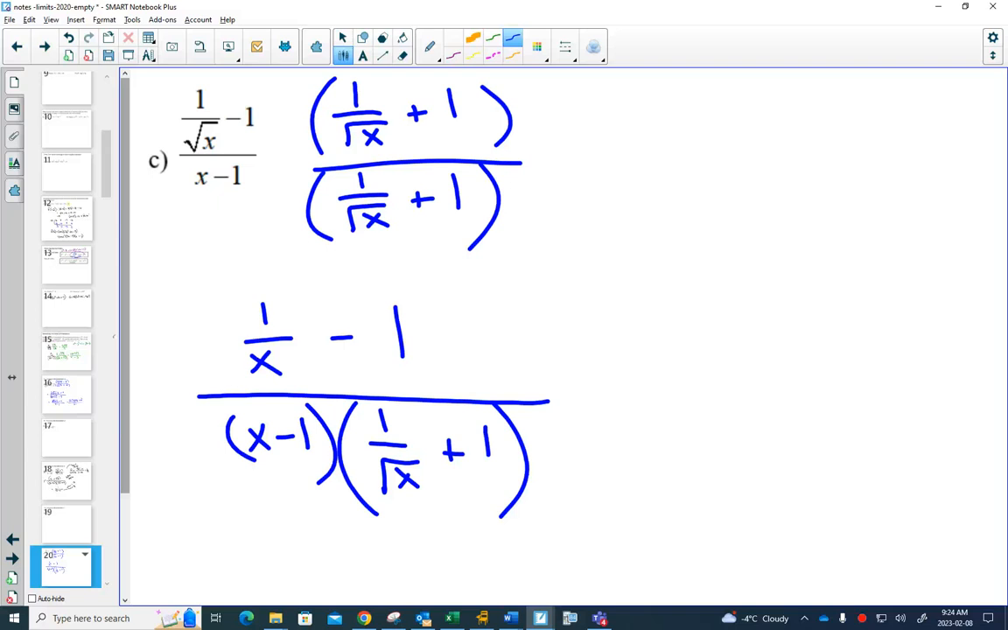So if we did that in this case, okay, can you see that here I can multiply this by x over x, and here I might multiply this by root x over root x, so that I can get a single fraction in different places?